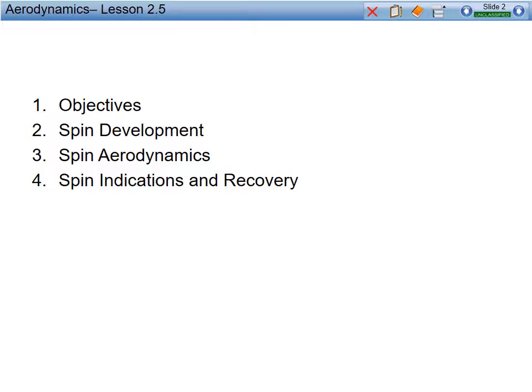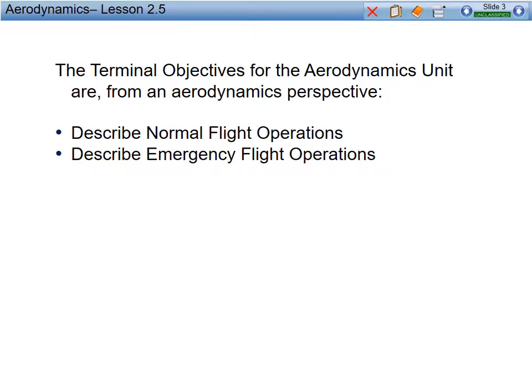So, terminal objectives for aerodynamics units are, from the aerodynamics perspective, describe normal flight operations and describe emergency flight operations. Normal flight operations, you're on that cross-country flight going from point A to point B. Everything's going really wonderful until things don't go wonderful. And that bird that you least expected comes crashing through your cockpit. Maybe that engine starts giving some indications that it's not operating at its normal capability. And then you get into that emergency flight operations where you as the pilot need to be able to take control of that aircraft, need to exercise those emergency procedures to bring your aircraft crew safely back home.